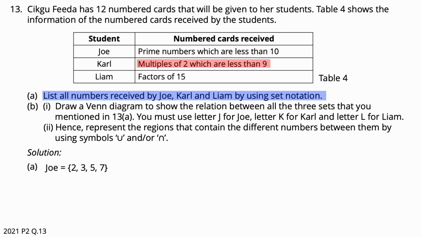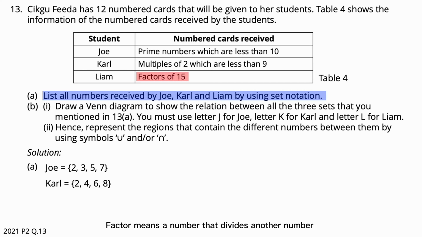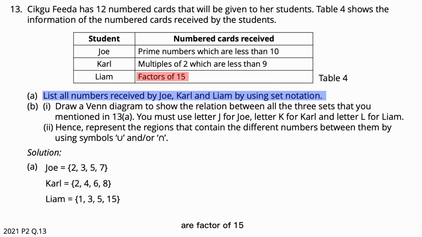Multiples of 2 which are less than 9: 2, 4, 6, and 8 is the set for Carl. Factors of 15. Factor means a number that divides another number with no remainder. 1, 3, 5, and 15 are factors of 15. This is the set for Liam.